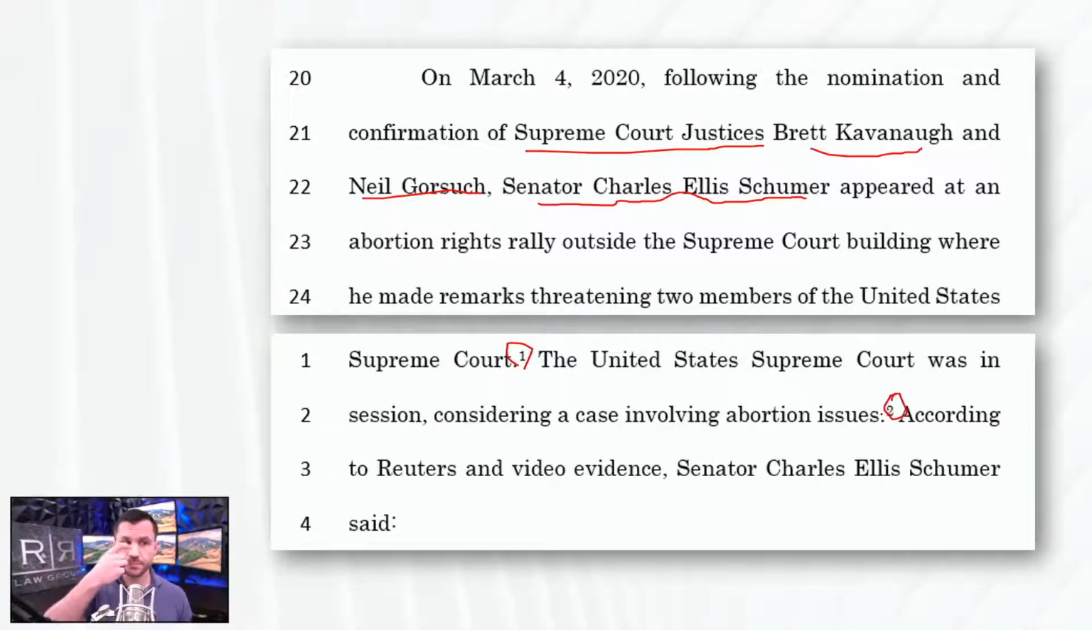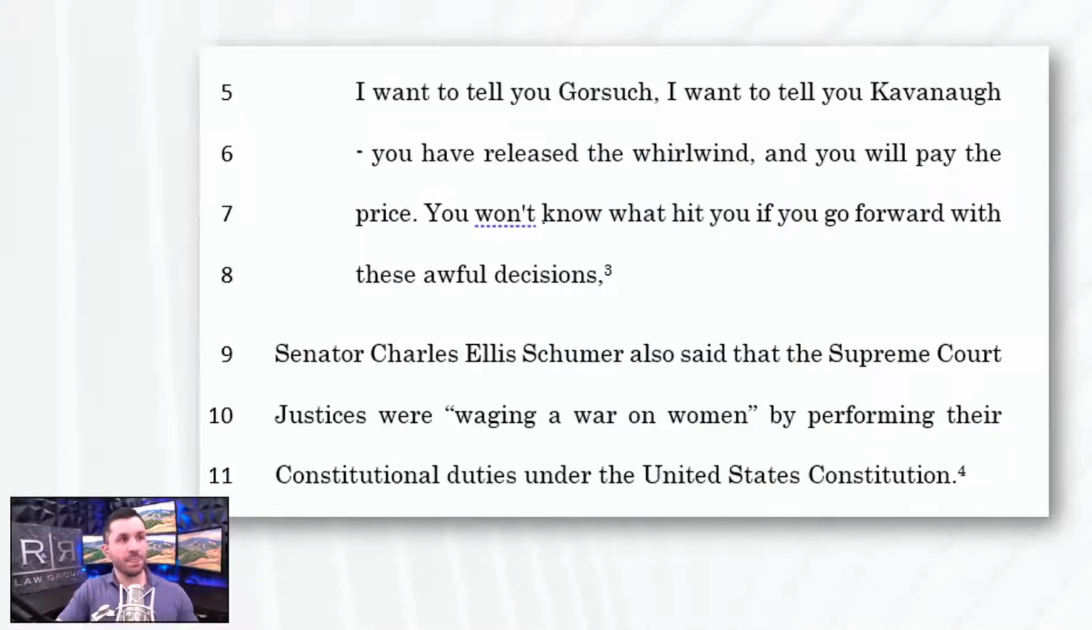Footnote number 2. According to Reuters and video evidence, Senator Charles Ellis Schumer said, "I want to tell you, Gorsuch, I want to tell you, Kavanaugh, you have released the whirlwind and you will pay the price. You won't know what hit you if you go forward with these awful decisions." Footnote number 3. Cite your sources. Senator Charles Ellis Schumer also said that the Supreme Court justices were, quote, waging a war on women. Oof. It's provocative language. By performing their constitutional duties under the United States Constitution.